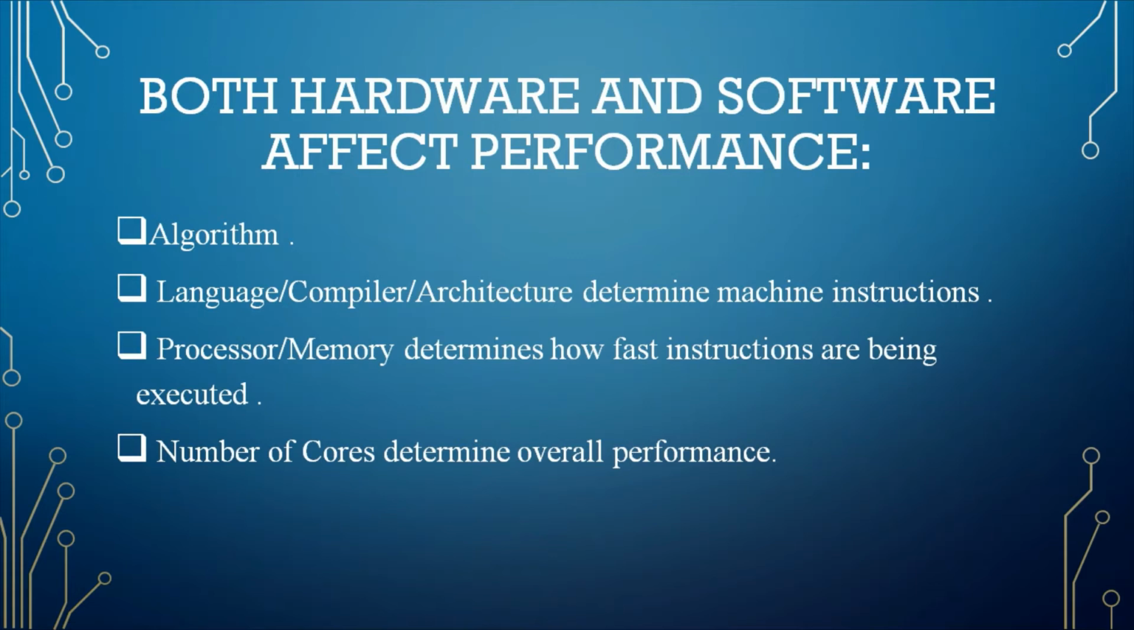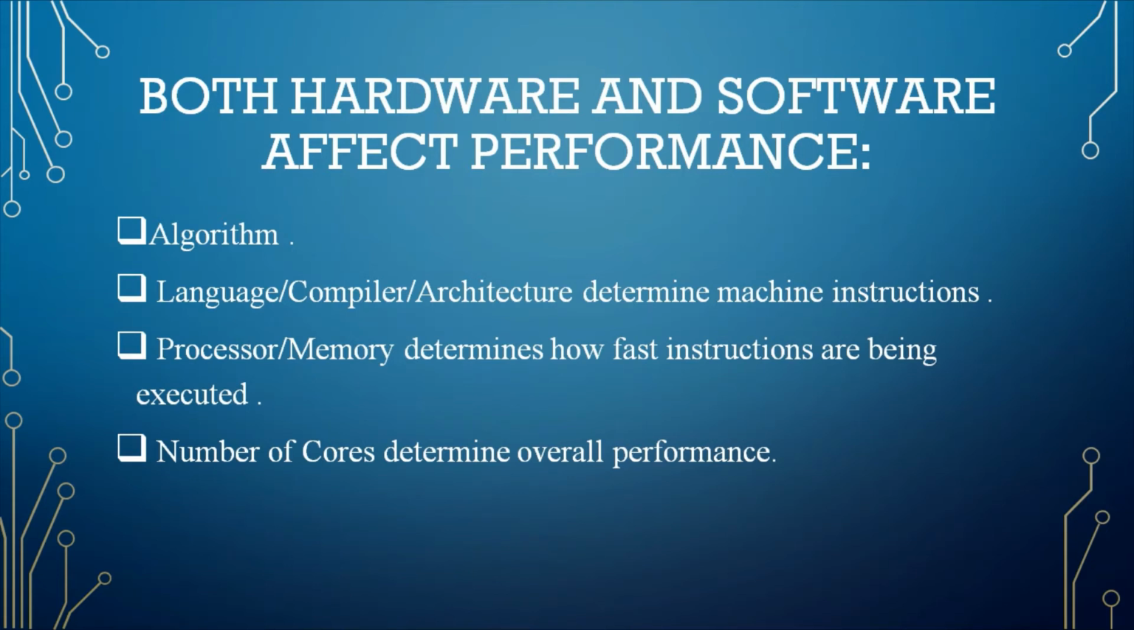Like algorithm. If the algorithm is too complex or large, then the system performance will be reduced. Language compiler and architecture determine machine instructions, like how many instructions are there in our computer system. The more instructions, the more time it will take to execute those instructions, and the performance will be reduced.